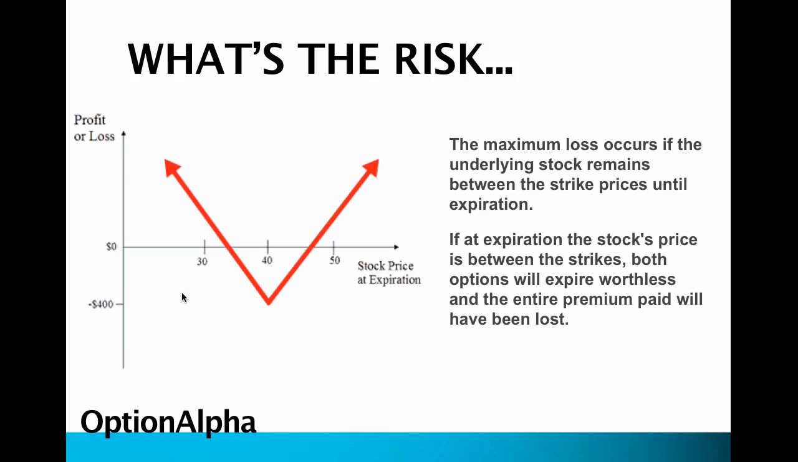So what's the risk here? Well, the maximum loss occurs if the underlying stock remains right where it is at expiration, so right at the strike prices. The maximum risk would occur if the stock closes and doesn't move anywhere. It just closes right at 40 in our example. In this case, we'd hit the lowest point on our payoff diagram here, and that would be our maximum loss. In this case, it would be $400. So if at expiration the stock's price is at the strike, then both options expire worthless, so you lose the money that you outlaid to purchase the strategy.